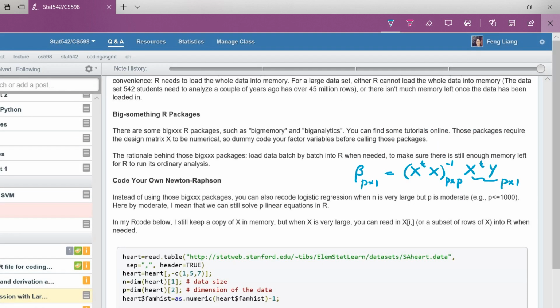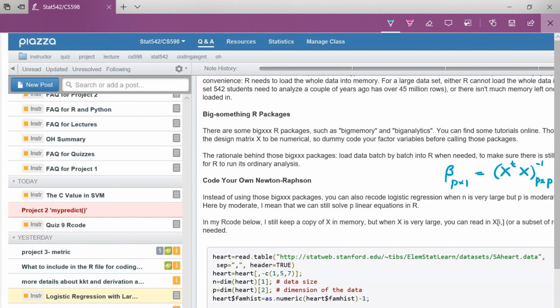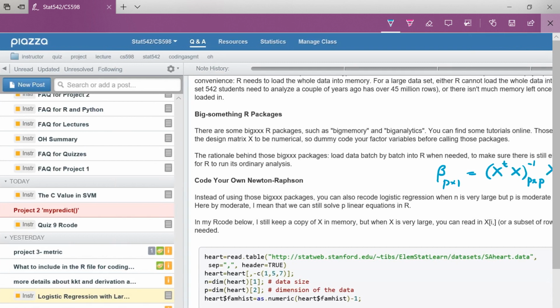First, let me explain. I couldn't get the original title of this post. It is about logistic regression with large P and large N. N means the sample size and P means the dimension. So let's first deal with logistic regression with large N, where the sample size N is large.